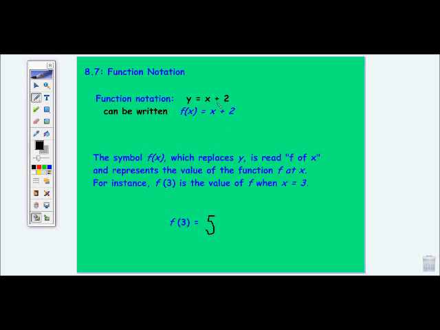We're replacing the x value, kind of the input-output. We're replacing the x value with 3 and finding out what the output would be. So the function of x, when x is 3, is going to come out that the output would be 5.